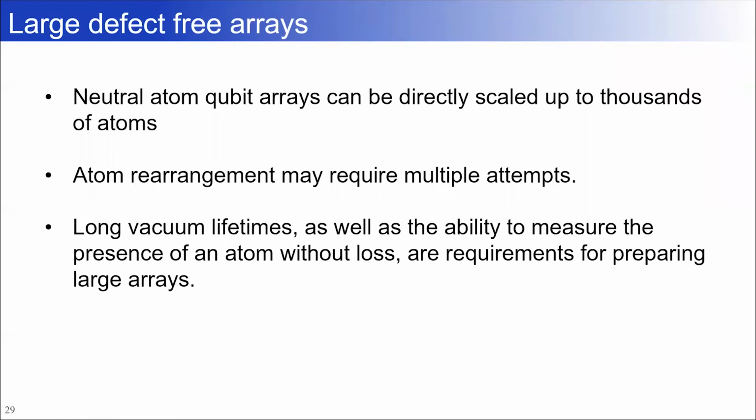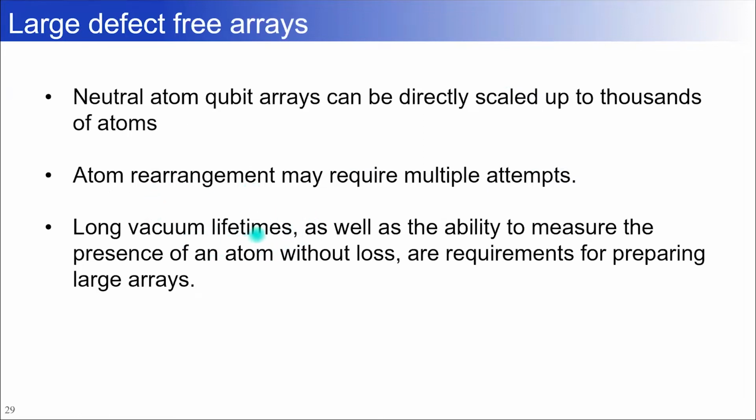Okay, if we're really going to scale this up and build a big computer, we'd like to make very large single atom arrays without any defects. And we can certainly scale up the optics to thousands of atoms. The atom rearrangement may require multiple attempts, as when I move one of these atoms over to fill an empty site, it doesn't necessarily work perfectly, and I might have to take another picture and try again to get all the sites filled up.